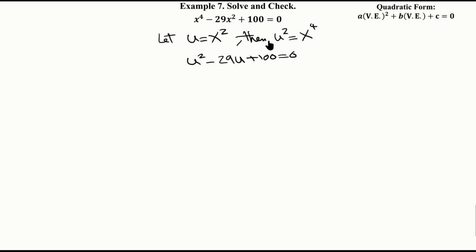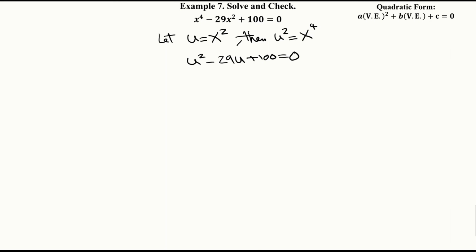Notice where we had x to the 4, we put u squared. Where we had x squared, we put u. So now we have a new, simpler, and clearly quadratic equation in u, no longer in x. So that's a point to remember, because we have to do something with that later.